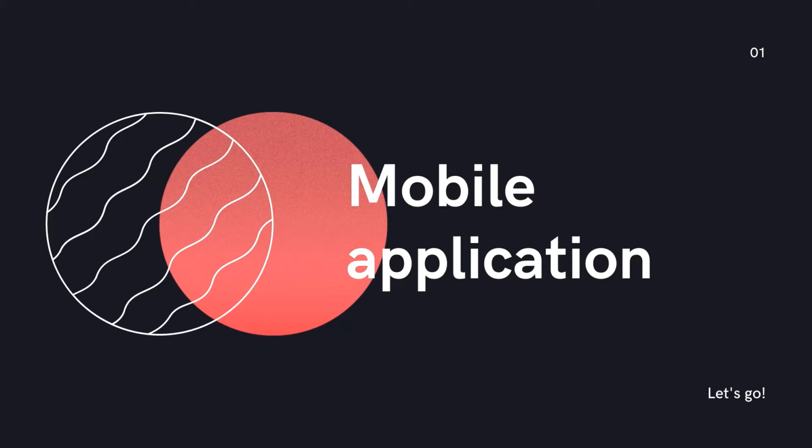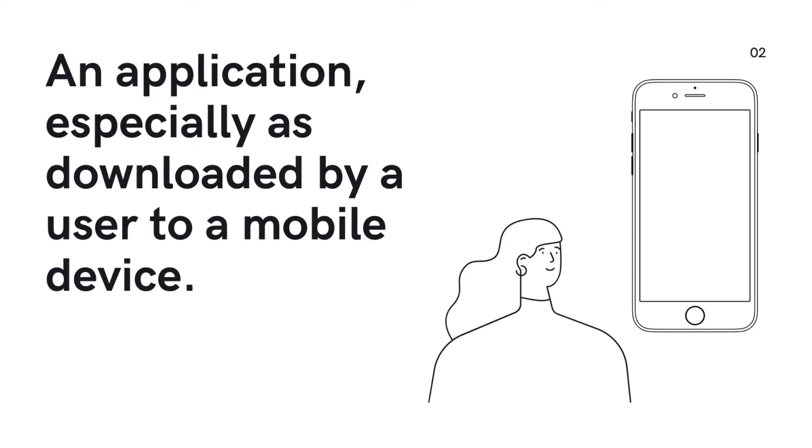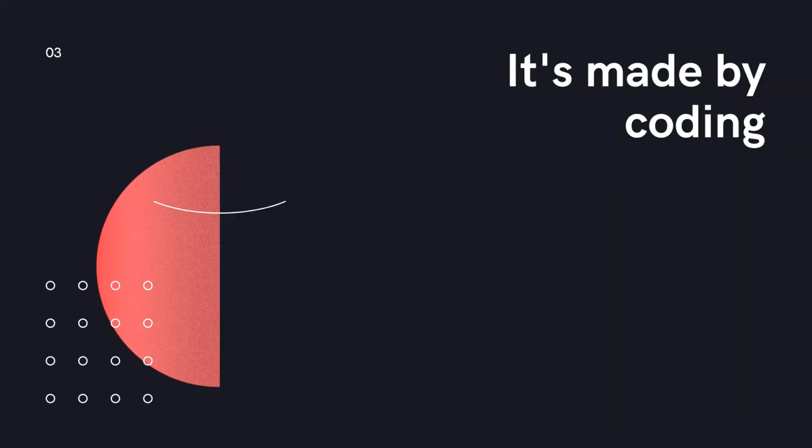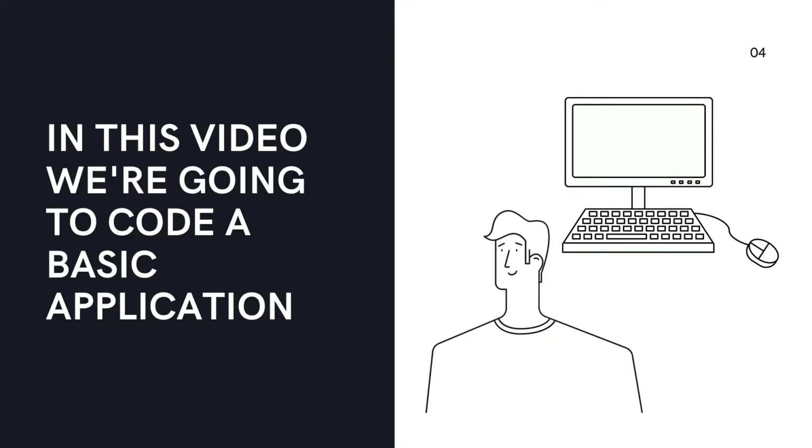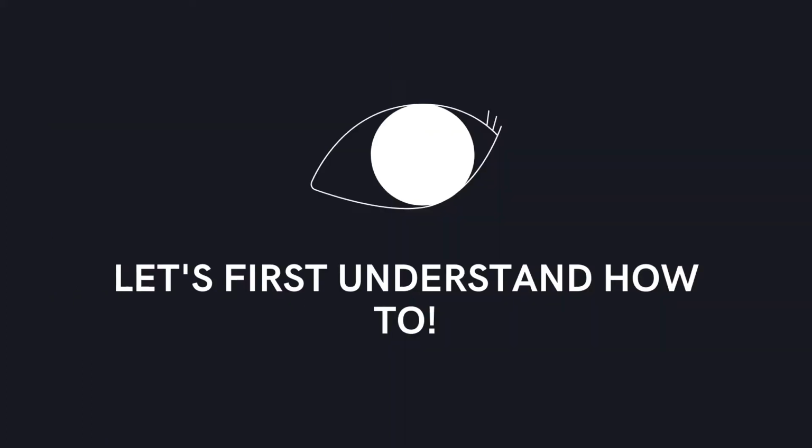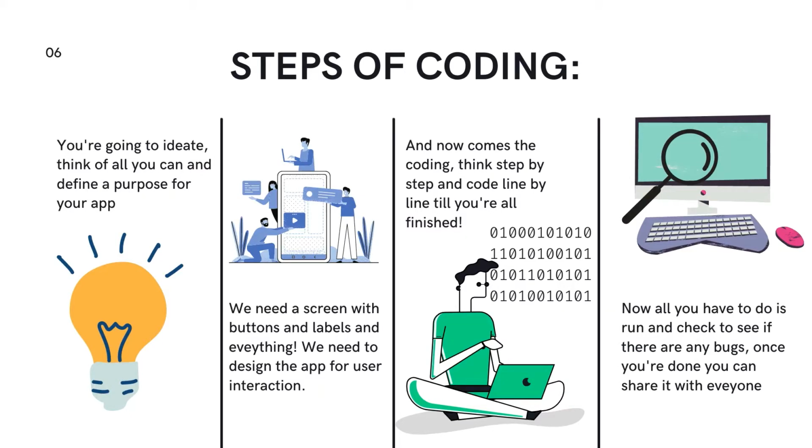This video's topic is mobile application. An application, especially as downloaded by a user to a mobile device. It's made by coding. And in this video, we're going to code a basic application. Let's first understand how to. Now the steps of coding.